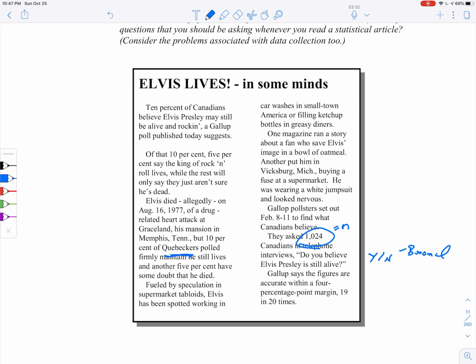But what we have here then is that we have 1,024 Canadians. It's binomial because you either believe he's alive or he's not. The P is equal to 10%. So 10% believe that the king of rock and roll is alive. And then finally, the fourth condition for a binomial distribution is that they're independent of each other. And what we're saying here is that if you take a sample of 1,024 Canadians across Canada, it's not likely that you're going to run into people that know each other out of that 1,000. So they're not influencing each other. So that's the kind of thing that we're looking at here.